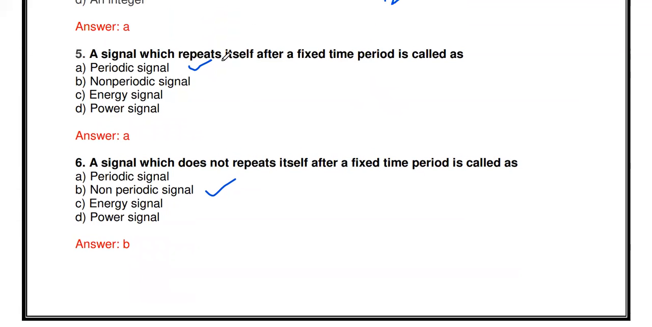For a periodic signal, the example is a sinusoidal waveform. After one cycle, again the same shape. This is the one cycle waveform. After one particular time period, the same waveform is again and again repeating. So the sine wave and cosine wave are examples for a periodic signal. The exponential signal and signum function are examples for non-periodic signals.